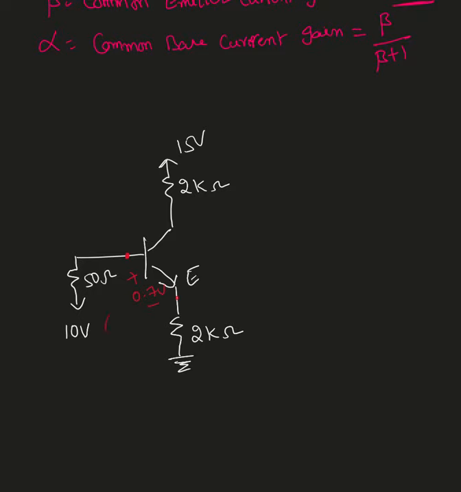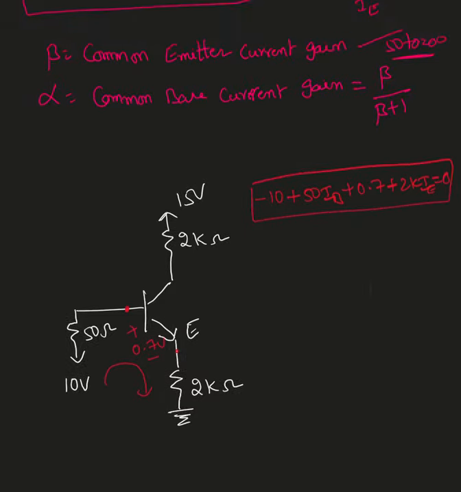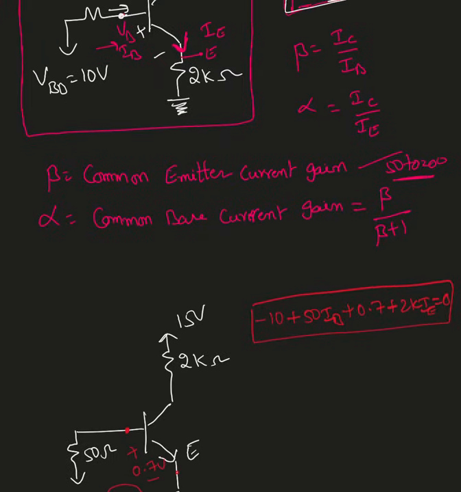Now I'm going to apply KVL here. If I apply KVL, it's going to be minus 10 plus 50 IB plus 0.7 plus 2K times IE equal to 0. This is one of the equations. Now I already know I can write IB as IC over beta, IB equal to IC over beta, and the same thing, IE equal to IC over alpha. So based on this, I can find the IC.